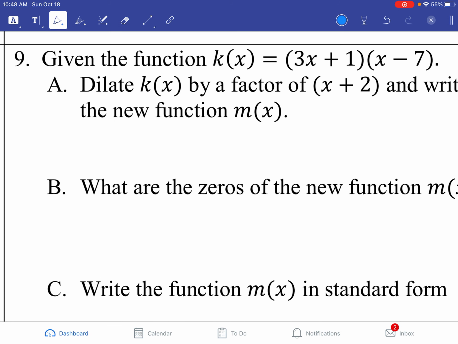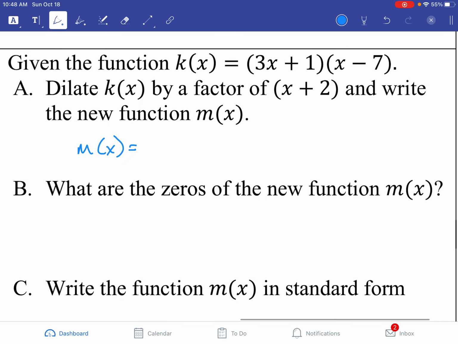Okay, so we're going to dilate our function. We're going to make a new one, m of x. We're going to dilate it by x plus 2, which we're going to put in parentheses. And here's our other function, the k of x function that we originally were given, 3x plus 1, and x minus 7. Okay, that is the function. It's not necessary to do anything else.